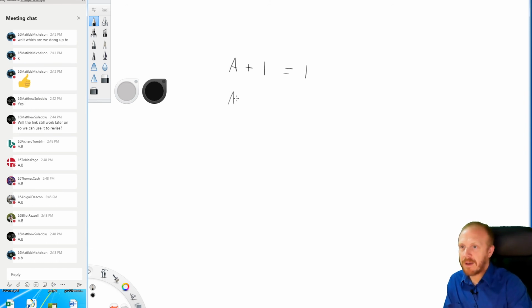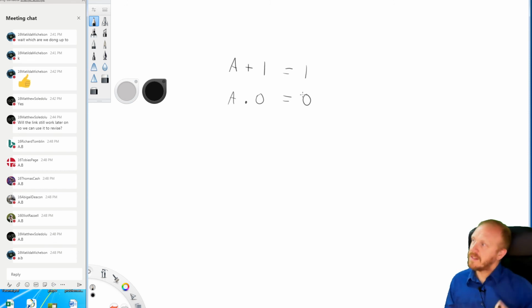Similarly, if we have A and 0, that's the same thing. The only way for an AND to be a 1 is if both sides of this are a 1. There's a 0 here, so it's not possible for both sides to be 1, so that has to simplify to 0. Now these things you can work out just with a bit of logic. You don't have to try and memorize them. There's a couple of slightly more complicated ones.